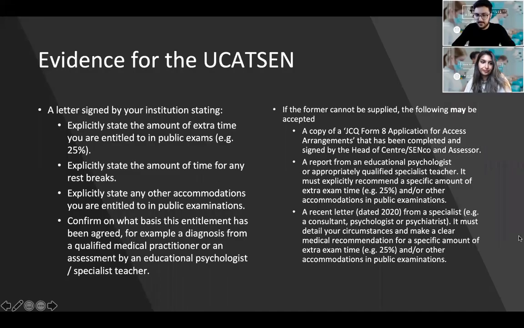All right, so when applying for the UCAT SEN, you're going to need to give evidence of this, and some of these things are written here. So you're going to need a letter signed by your institution. So this could be your sixth form college or your school. And it has to be explicitly stating the amount of time that you need, or if you need any rest breaks, and also just giving evidence of your learning disabilities, etc. So that's next slide, please.